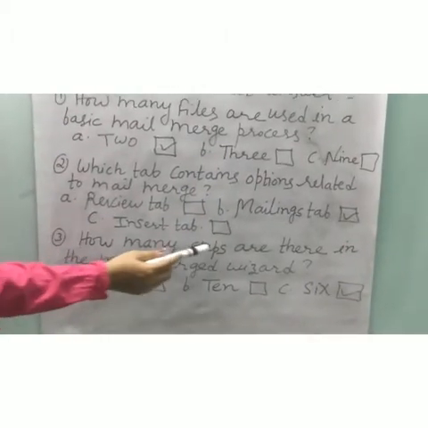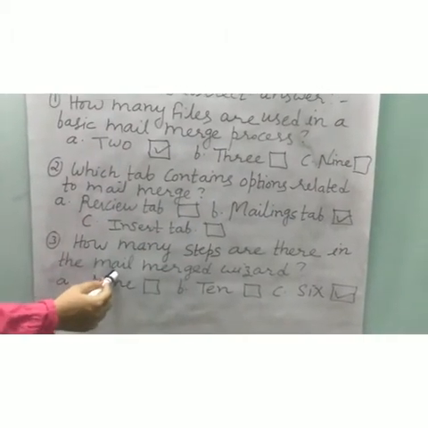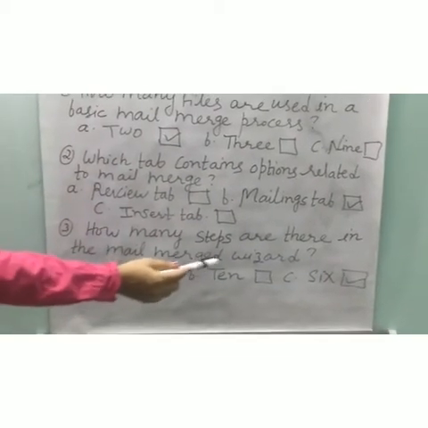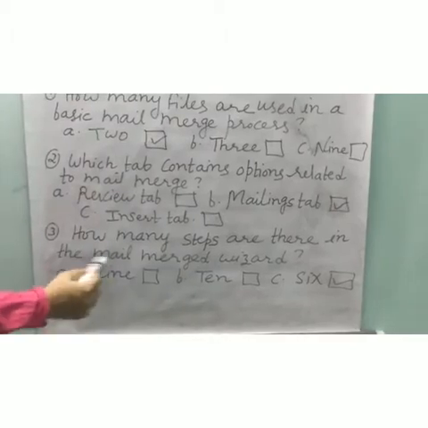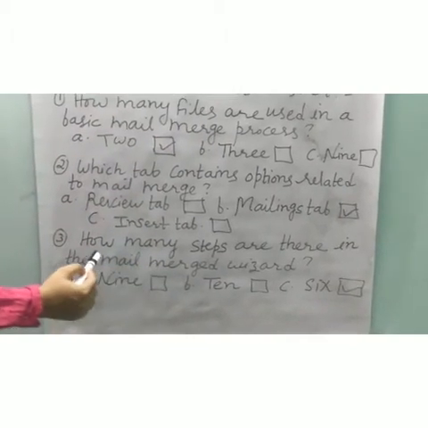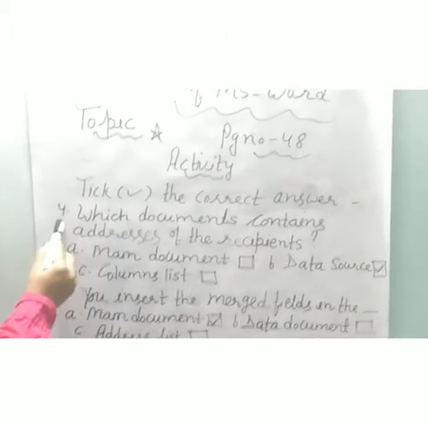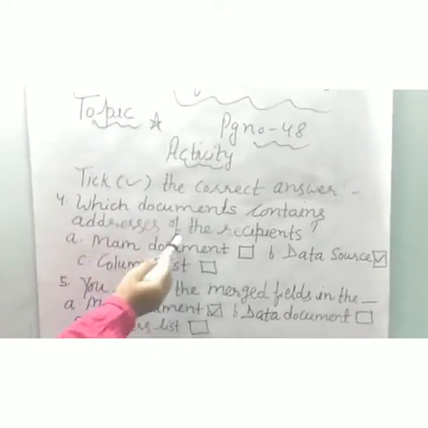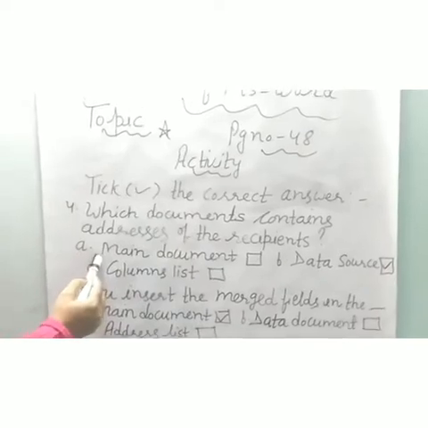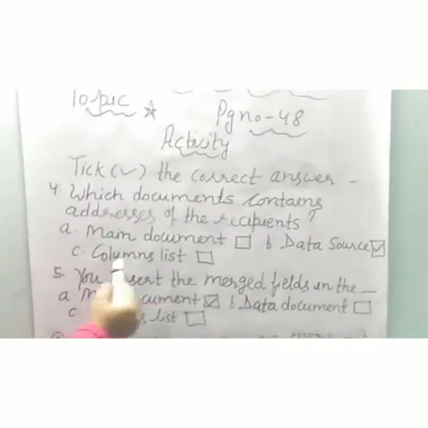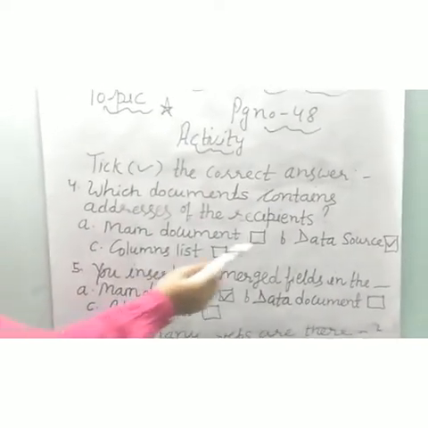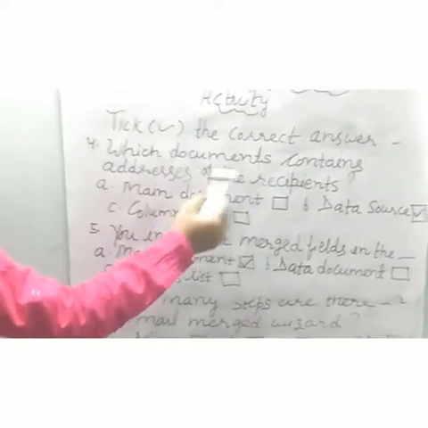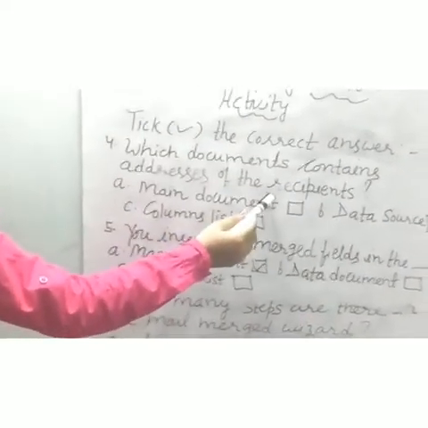Students, which tab contains the option? How many steps are there in the mail merge wizard? We know very well. Okay, 6 steps are there in the mail merge wizard. Now fourth is, which document contains addresses of the recipients? So options are main document, data source, columns, list. So answer is data source, the document that contains the addresses of the recipients.